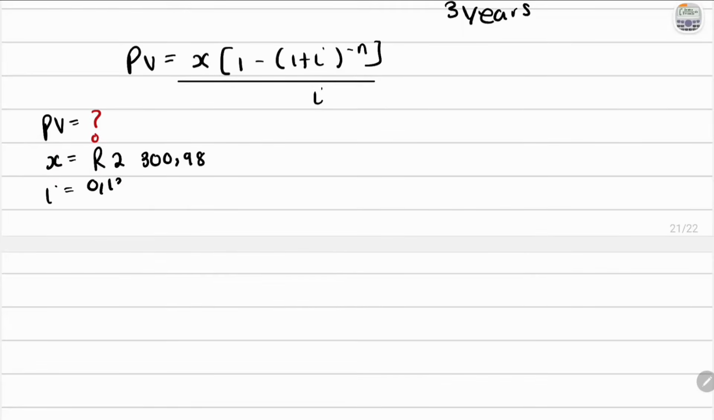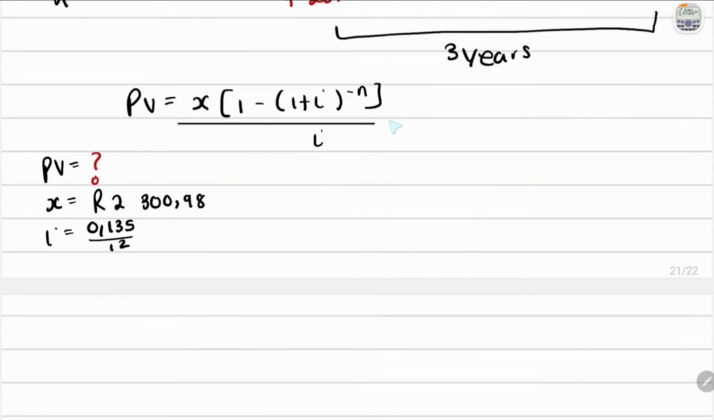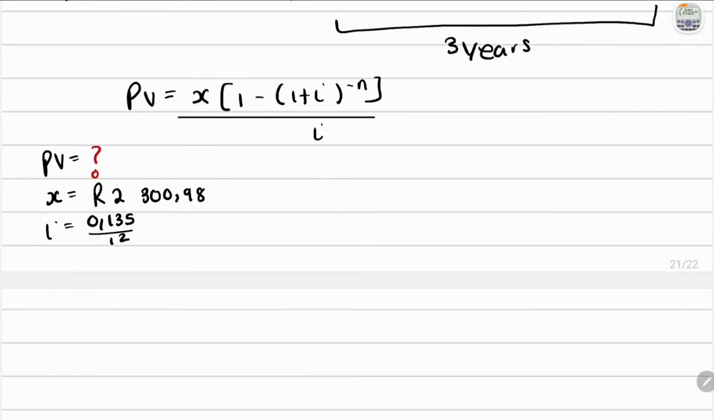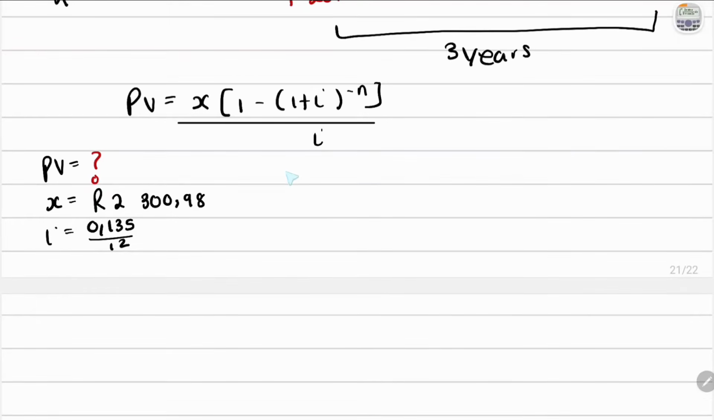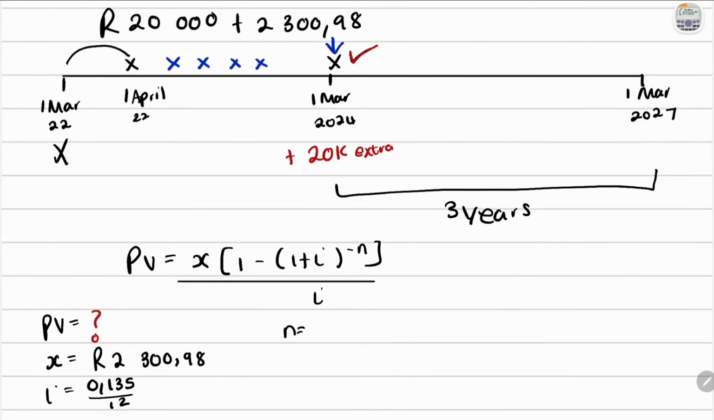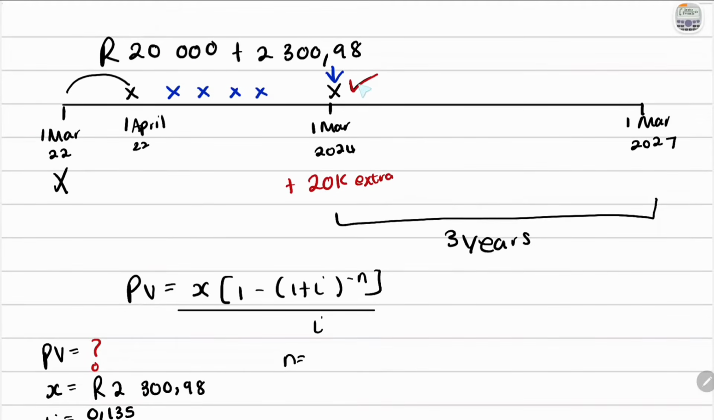So that is 0.135 over 12. And then for the N, that's the most important part. The N, this is how you look at it. I know that we are at the second year, but we're not going to put 2 here. You see, this says negative N. The negative N specifically stands for the amount of payments you still have to pay. That's what the N stands for.